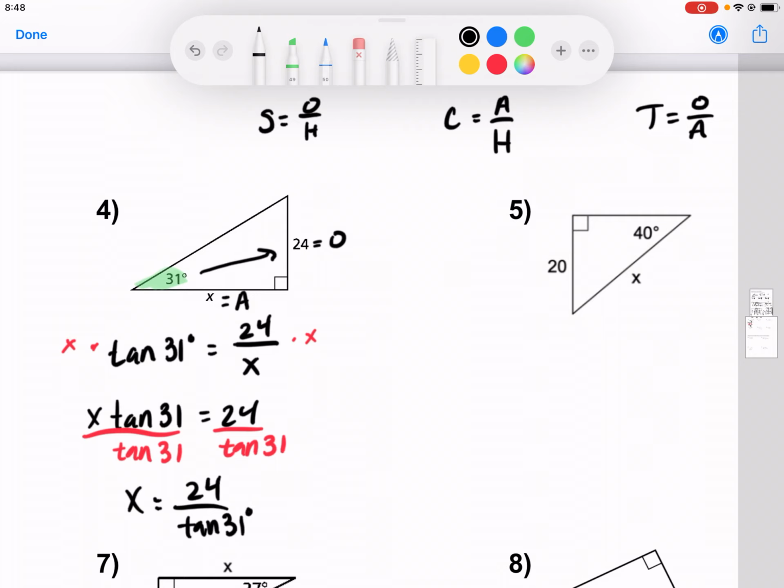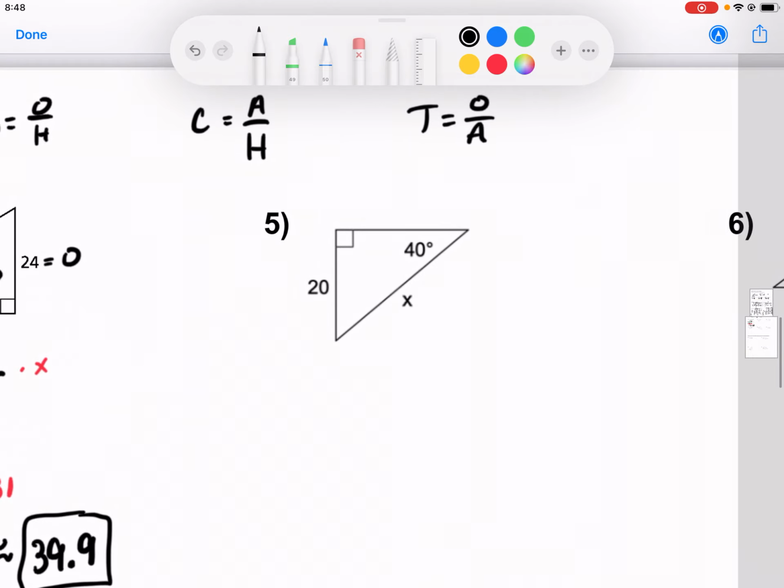I didn't show the quick trick right away, but the quick trick is if x is on the bottom, you're just going to swap these two positions. So the tangent goes on the bottom, and the x goes on the other side. Then you just type it into your calculator. Make sure your calculator has degrees as the mode, so it should have DEG at the top or the bottom. Then you'll do 24 divided by tangent 31, and close off the parentheses, so it'll be in parentheses in your calculator. And we get 39.9 approximately, since we're doing hundredths.